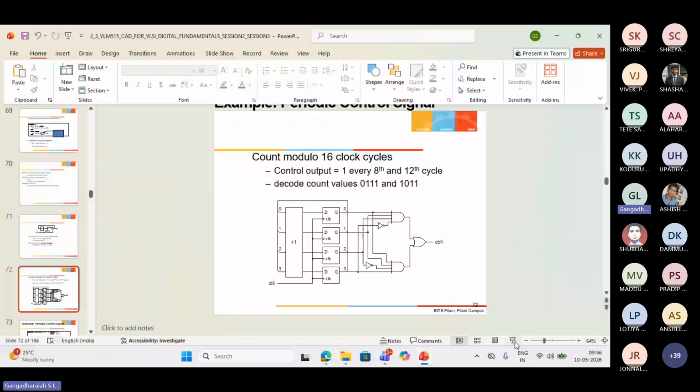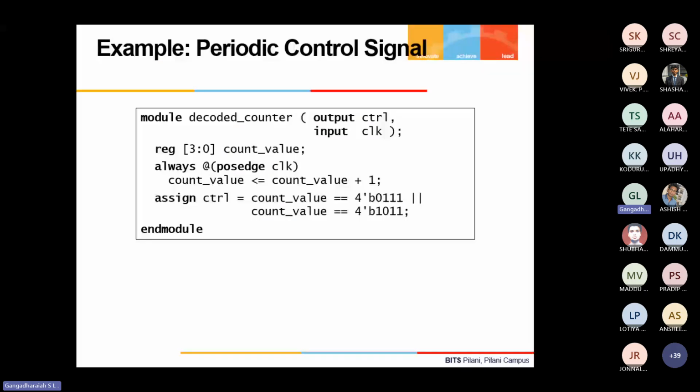Now, if you look at the behavioral description, what I'm trying to do is, if count value is 7, or count value is 1011, which means 11, if it is 7 or 11, then my control becomes 1. This is a behavioral description. Strictly speaking, it is a mixed description: one is data flow and another is behavioral.